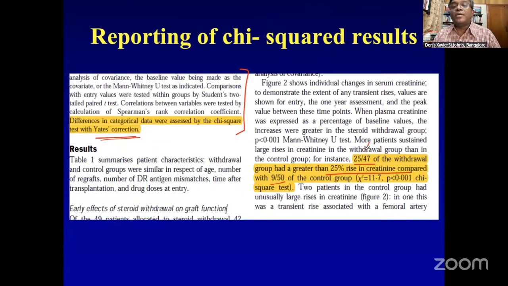So roughly there were 100 patients, or 97 patients, sorry. Out of that, 25 out of 47 were in this group and 9 out of 50 were in that group. This is how we write this: chi-square is 11.7 and p less than 0.001. They should actually ideally also give the degrees of freedom. There is something on the Mann-Whitney U test. I will leave that here because in a few minutes we are going to look at the Mann-Whitney U test.